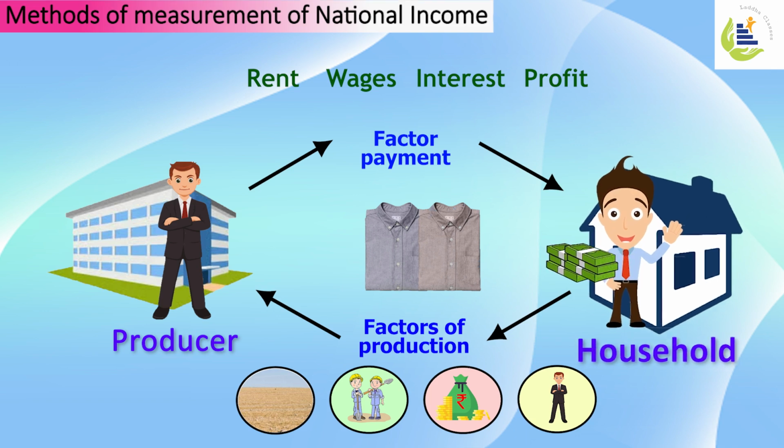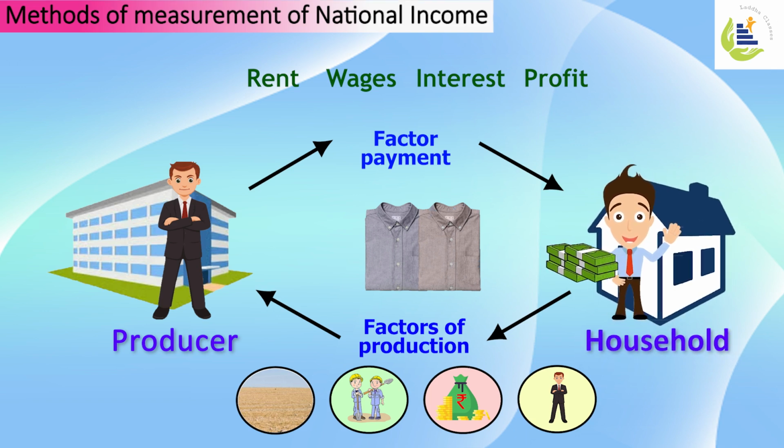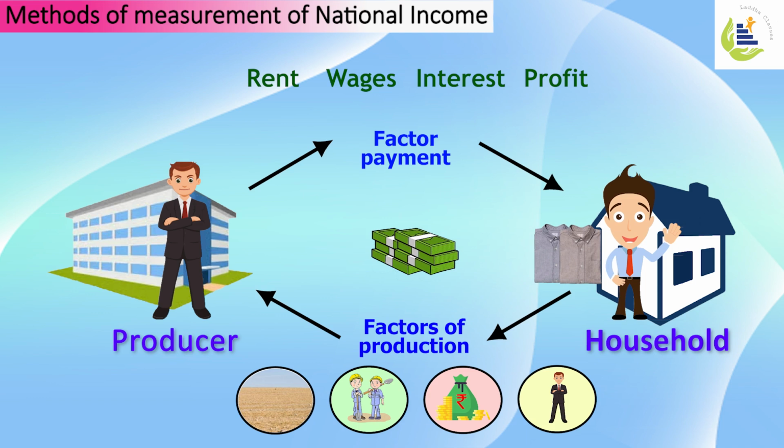Now the individuals or households or consumers have needs and wants. So what do they do? For the satisfaction of those needs and wants, they spend money on goods and services made available by the producer. They spend this money as a form of consumption expenditure. So all those goods and services, when they consume, they pay for that. That is known as consumption expenditure.